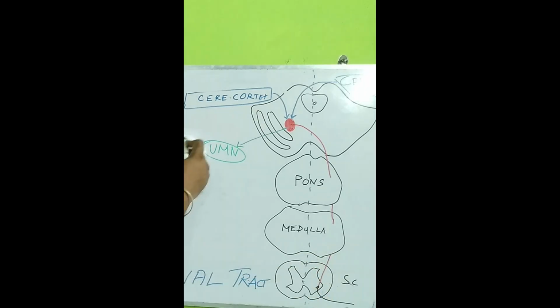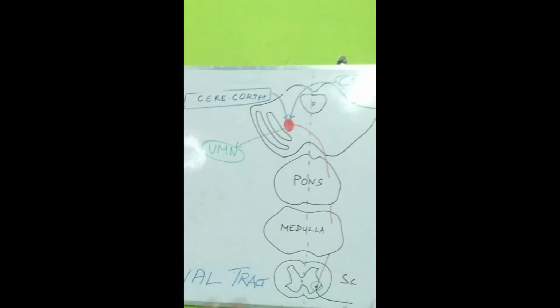And where it ends, it ends in the spinal cord, on the anterior horn cells of the spinal cord. And also it can influence the alpha motor neurons and the gamma motor neurons of the spinal cord. So the fourth question is also answered. Now where is the lower motor neuron for this tract located? It is located in the spinal cord.